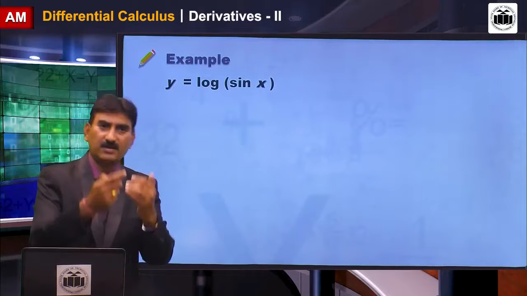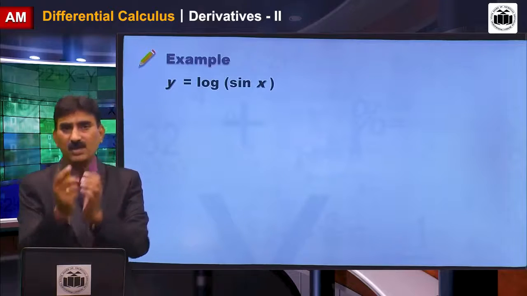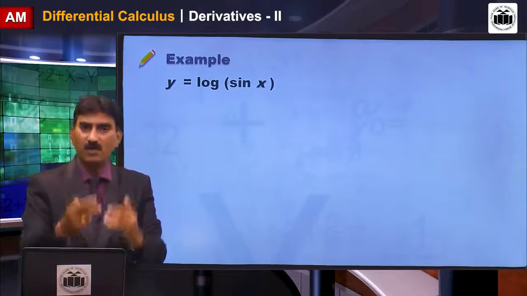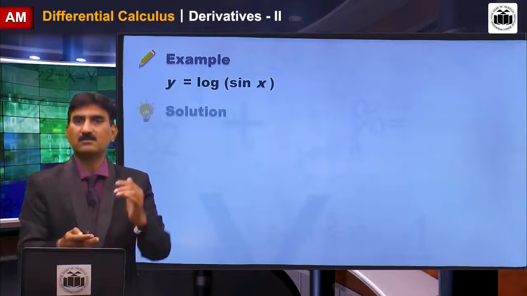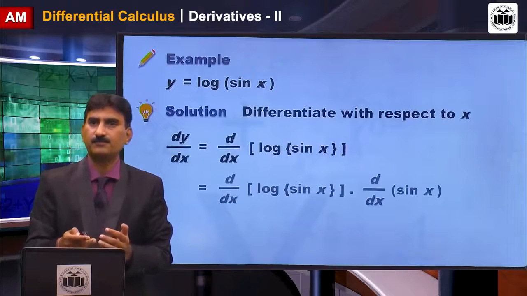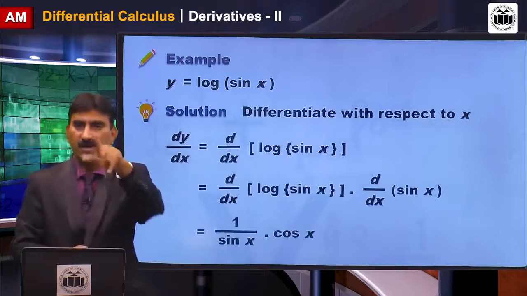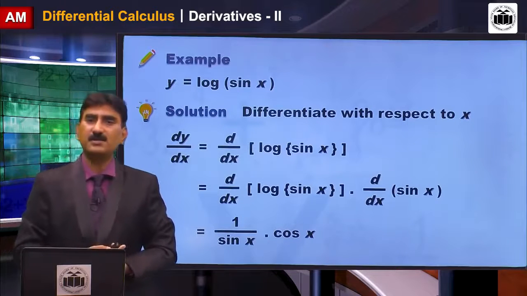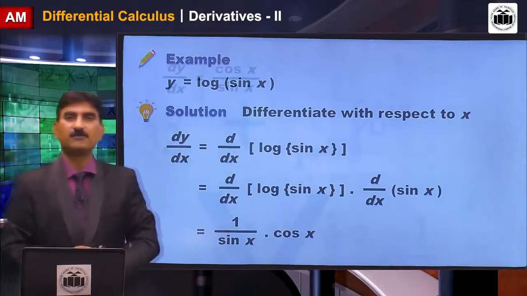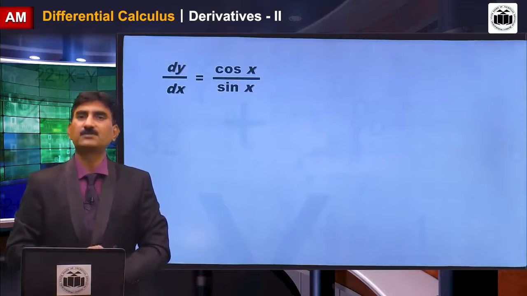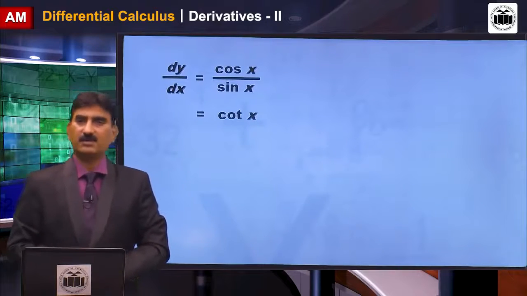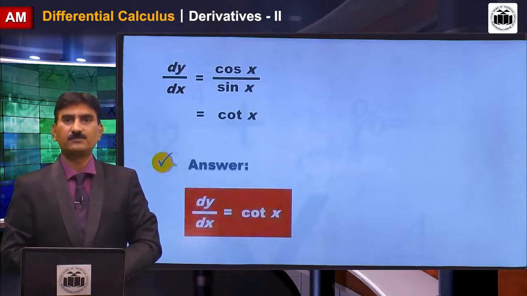So just like the derivative of log x is 1 upon x, similarly the derivative of log of sin x is 1 upon sin x. See here, 1 upon sin x into again the derivative of sin x, which is cos x. So then we get dy by dx equal to cos x upon sin x, equal to cot x.